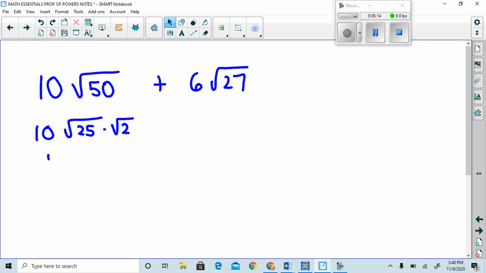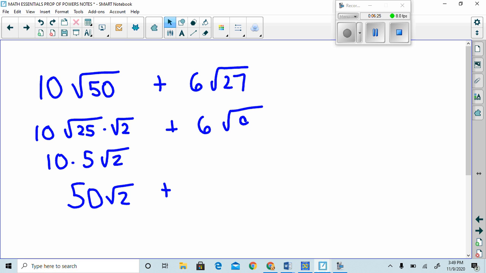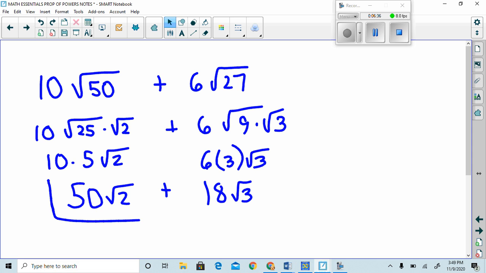And this gives me 10 times 5 times radical 2, which gives me 50 times the square root of 2 on this part. And then on this side, I'm going to break this down. And I see that I have 6 times 3 radical 3, which gives me 18 radical 3. This is your final answer. Why? Because they didn't come out to anything common, and I just leave it like that. That's its simplest form.